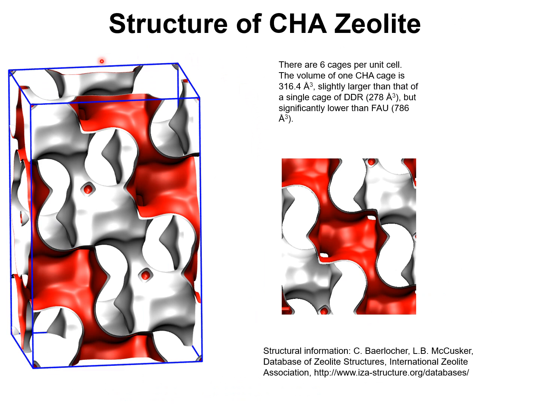Here's the structure of chabazite. One unit cell of chabazite has six cages. Each cage is separated from an adjacent cage by narrow eight-ring windows. The cage volume for chabazite is slightly larger than for DDR zeolite, but significantly smaller than for faujasite.